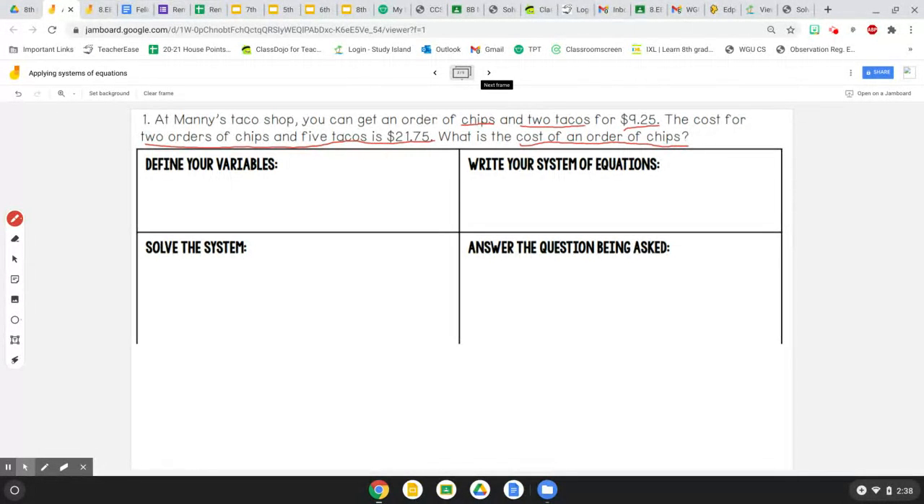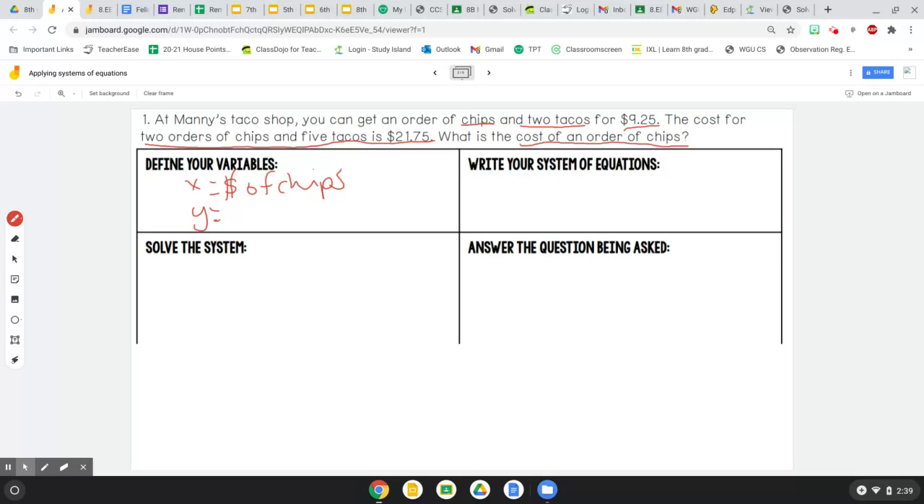Okay, now let's think about this. It's going to give you a lot of information, and it's your job to kind of break it up into those manageable pieces. So when it says define your variables, the question at the very end, what is the cost of an order of chips, helps you figure out what your variables are. Okay, keep in mind, variables are unknowns. We don't know the cost of chips. So I can say, keep in mind, system of equations, we usually use x and y. So I know that one of the unknowns is the cost of an order of chips. So I'm going to say cost of chips. And I'm just going to label that as my x value. Okay, it really doesn't matter as long as you're keeping things consistent.